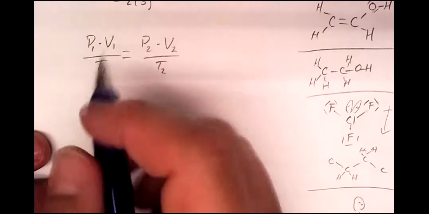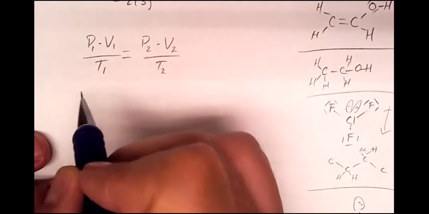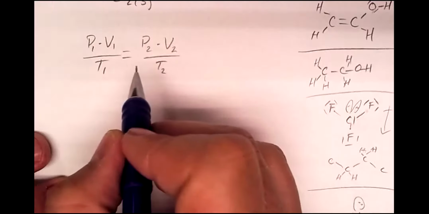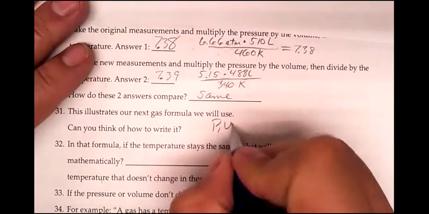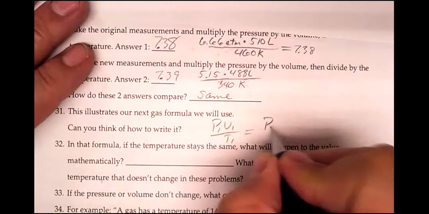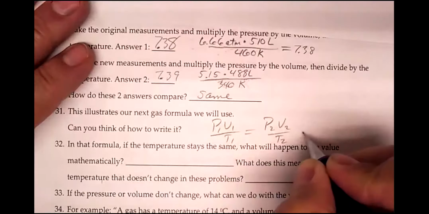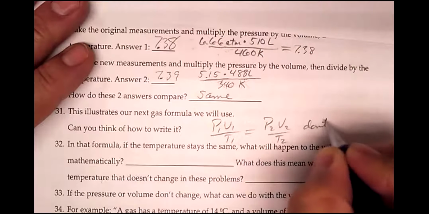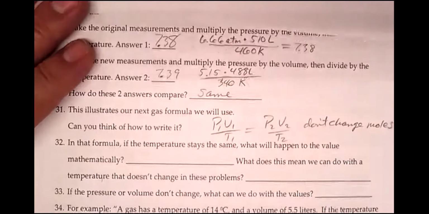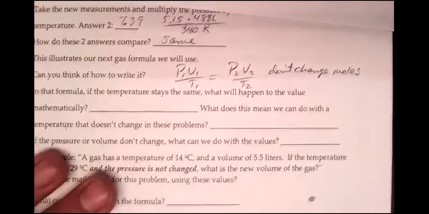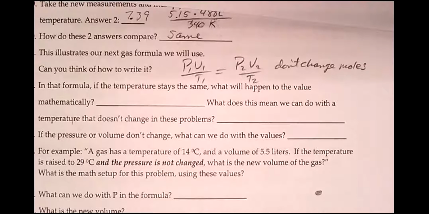Now, note to self, for all the actual science people who are going to end up in some college science classes, that's if you don't change the molecules. If you change the molecules, you messed it up. So P1 V1 over T1 equals P2 V2 over T2. Don't change the molecules. Or don't change the moles. That's only true if the moles don't change.